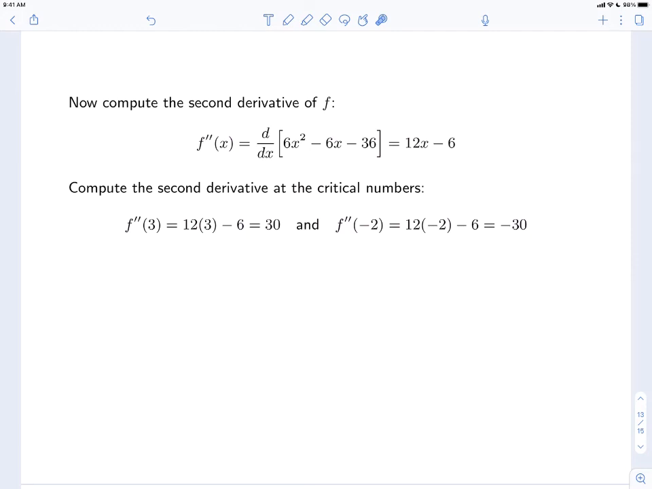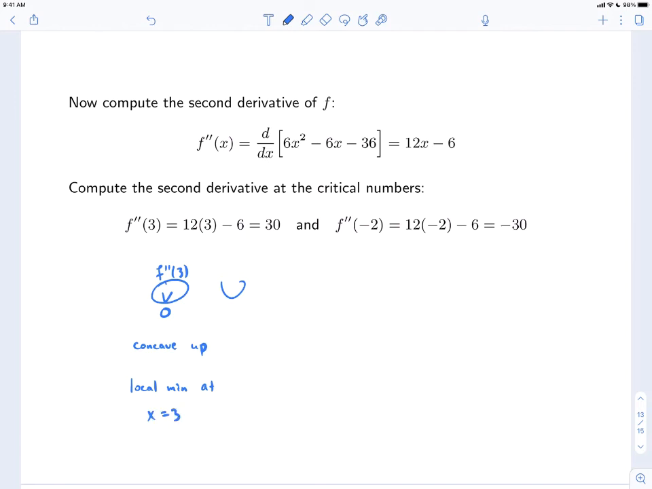Okay, compute the second derivative at the critical numbers. So f double prime at 3 is 12 times 3 minus 6, which is equal to 30. So in particular, f double prime of 3 is greater than 0. That tells us that we're concave up, because we have that concave up shape. So that tells us that we have a local minimum at x equals 3.